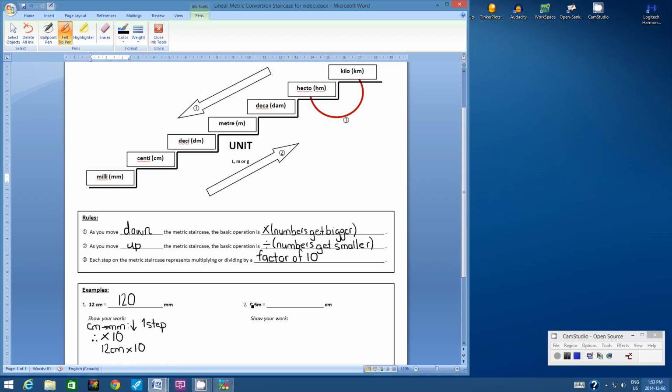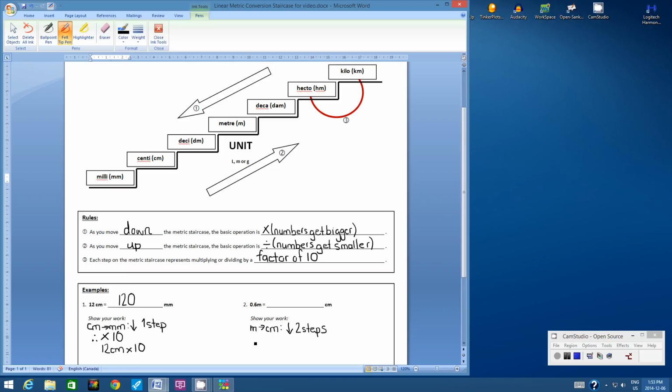Okay, let's go on to example 2. 0.6 meters equals how many centimeters? So let's look at our metric staircase. We're starting at meters and we have to travel downwards to centimeters. So let's show our work. We're asked to go from meters to centimeters. So we have to move down the metric staircase and we are moving 2 steps.